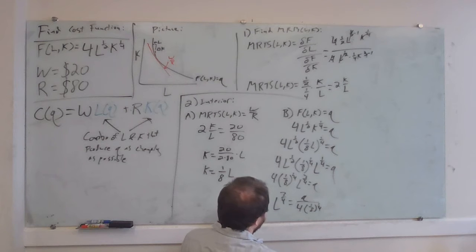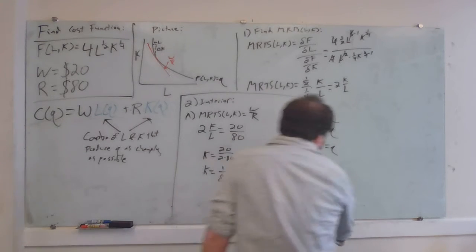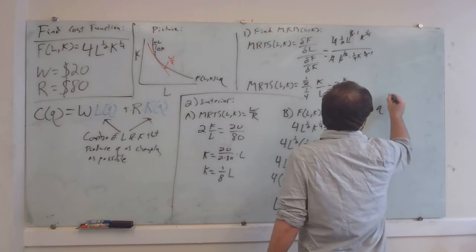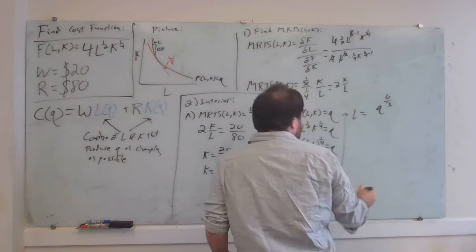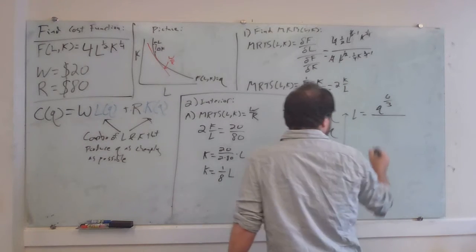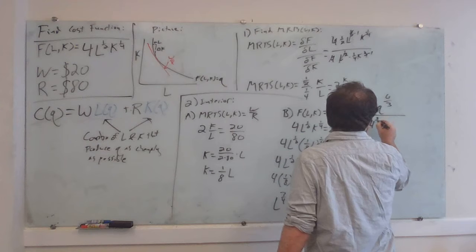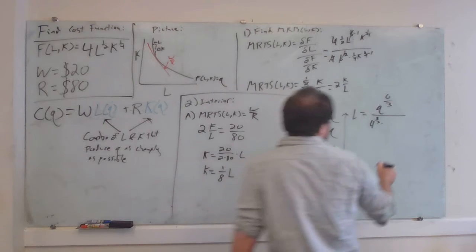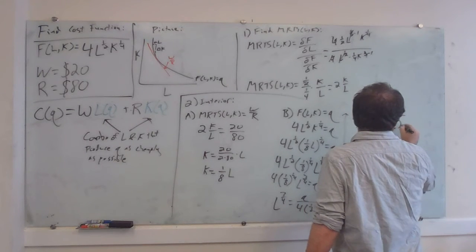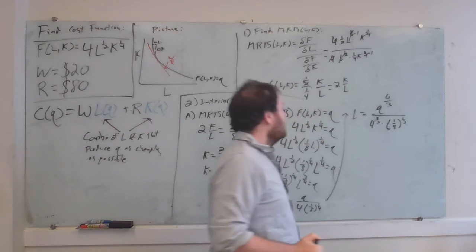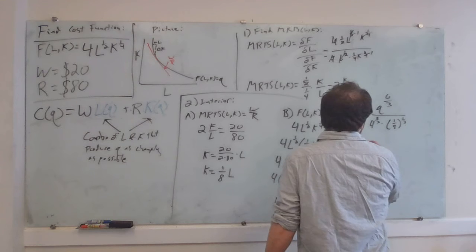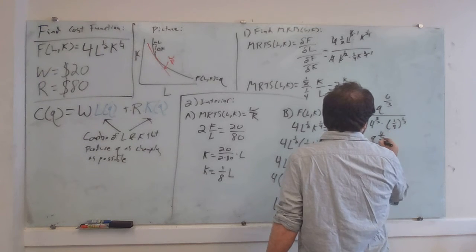This is going to tell me that L has to equal this whole thing to the 4/3, right? So Q to the 4/3 divided by 4 to the 4/3 times 1/8 to the 1/4 to the 4/3, right? Which is going to be 1/8 to the 1/3. Make sense? So this is going to tell me, right, 1/8 to the 1/3 is 1/2. So L is going to equal Q over 4 to the 4/3 times 1/2.